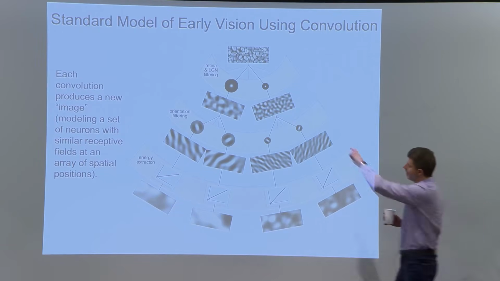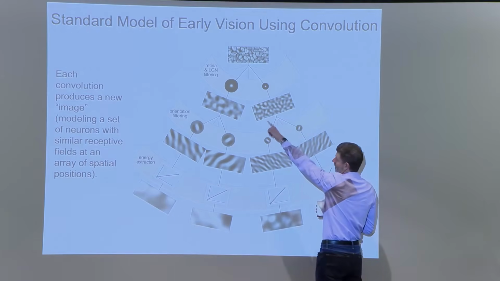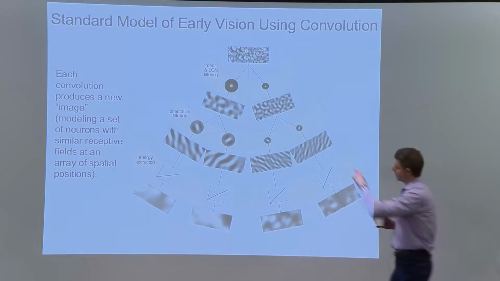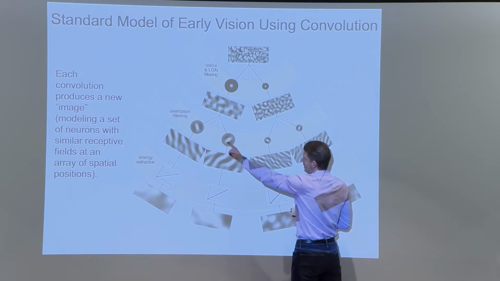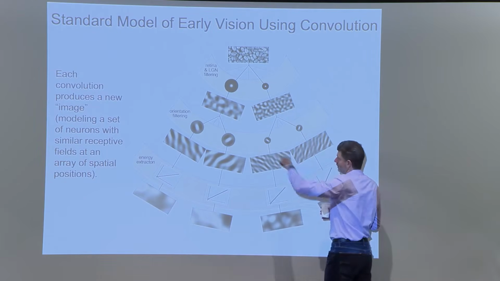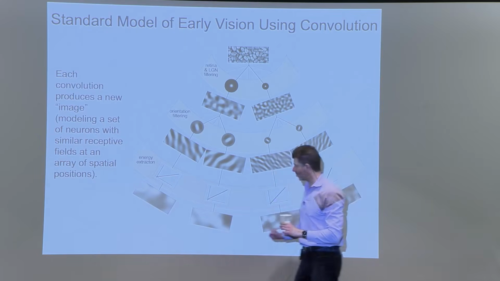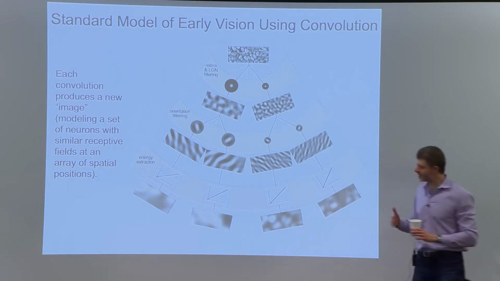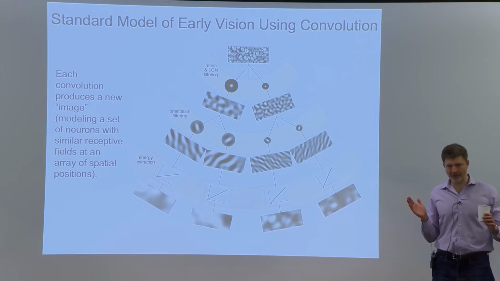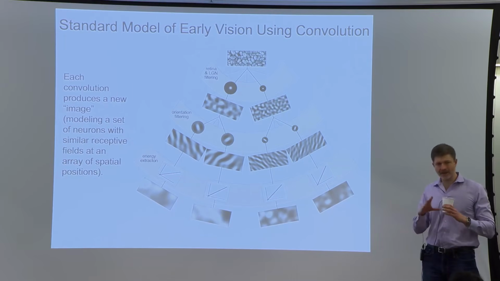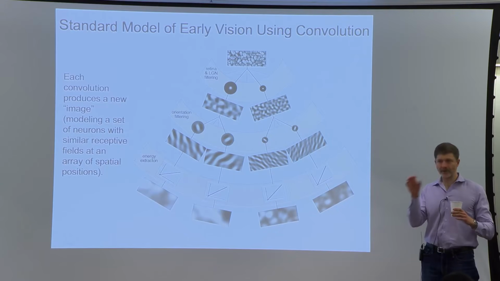We've got center surround cells here that capture what happens in the retina and the LGN, where the center surround receptive fields are different sizes. Then there's orientation selective filtering, and then the energy extraction step. Again, the idea is that the convolution operation is used to represent the response of a large population of neurons that have the same kind of receptive field but positioned at different spatial locations.